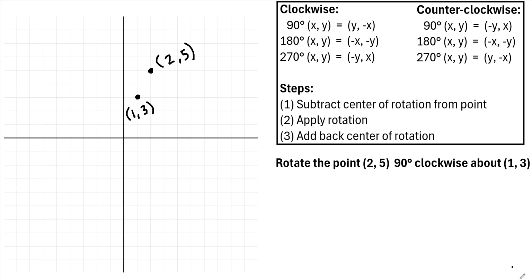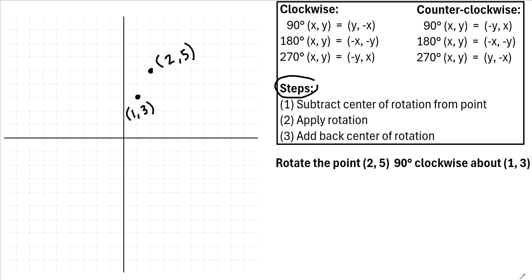In this video, we will talk about how to rotate a point around another point that is not the origin. So I have three examples for us to work through here. Let's check out the first one. Let's say we want to rotate the point (2, 5) 90 degrees clockwise about the point (1, 3). So here's the point (2, 5), and we want to rotate it 90 degrees clockwise around this point (1, 3). How can we do that?